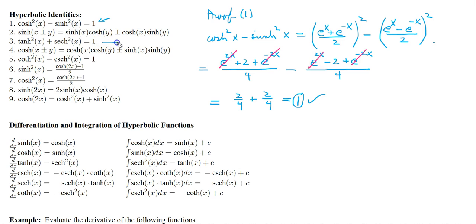For example, number 3 right here, we could prove that one from number 1 without having to go back to the base exponential definitions. For example, if we started out with this identity now, and now what we'll do is we'll divide both sides by the cosh. Okay, so just divide both sides. And now if we just divide both sides by cosh squared, you'll see that we get number 3.